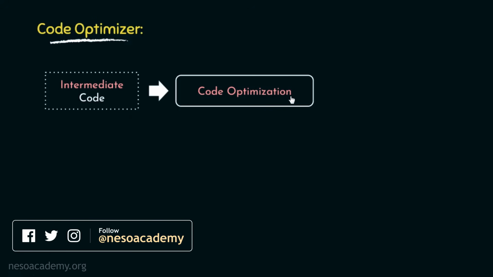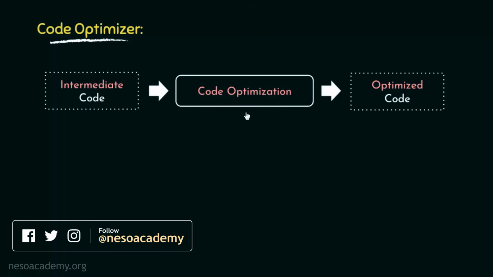There the code optimizer in turn generates the optimized code. Now code optimization can either be machine dependent or machine independent. We will observe them in details in due time. For now, for the sake of understanding, let me illustrate the optimization procedure.